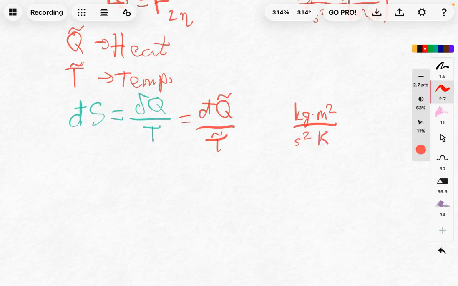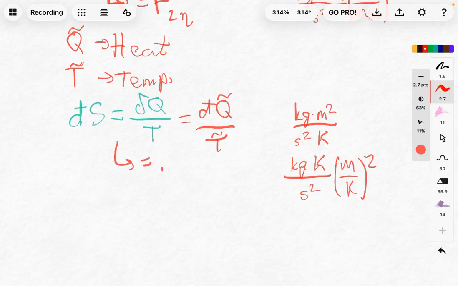And so if we separate all of the meters out, we can get kilogram Kelvin per second squared, meters per Kelvin squared. And we recognize that as the units for force. So entropy can just be symbolized as F2 T tilde, or F2 temperature.